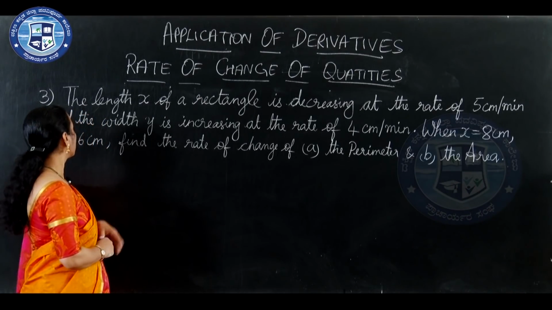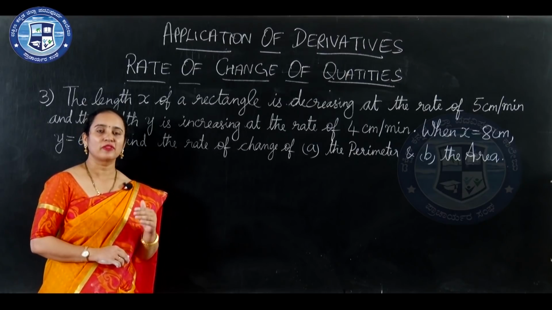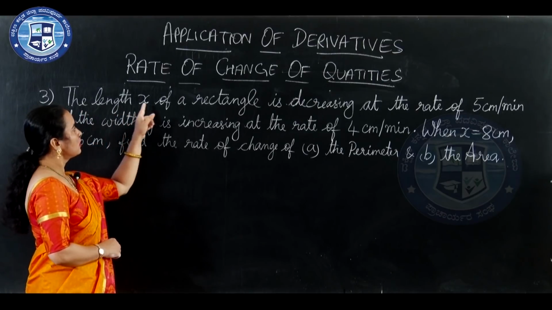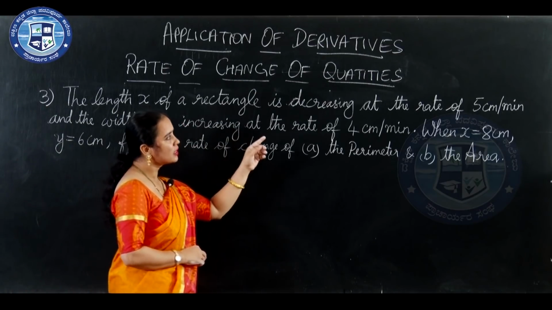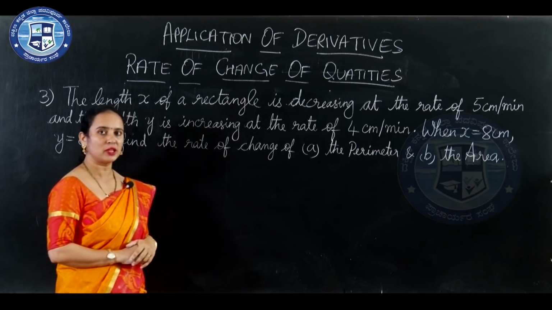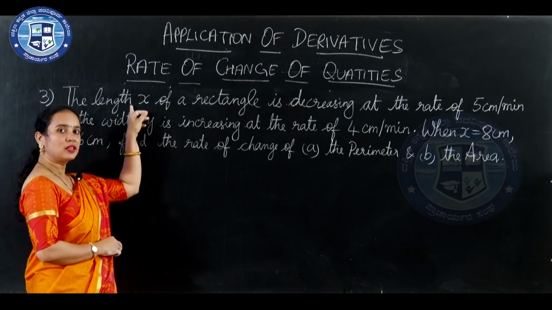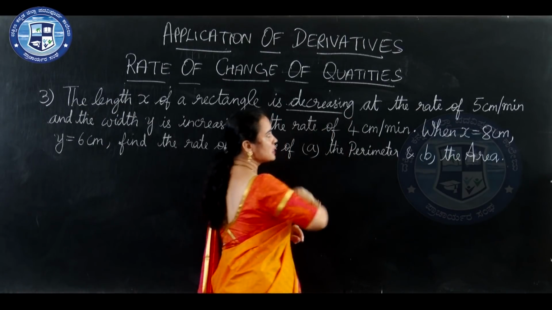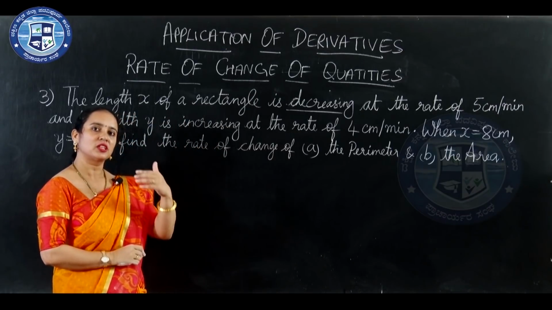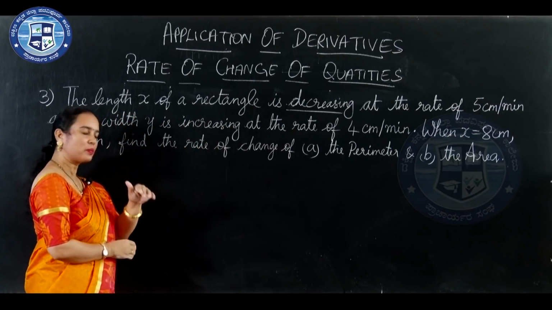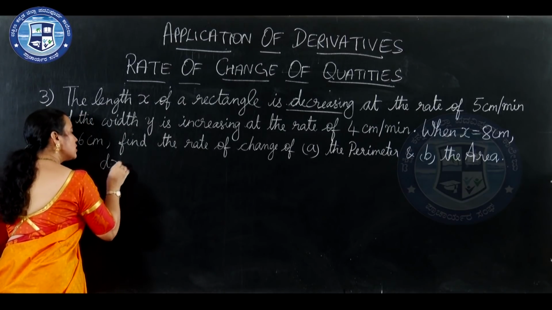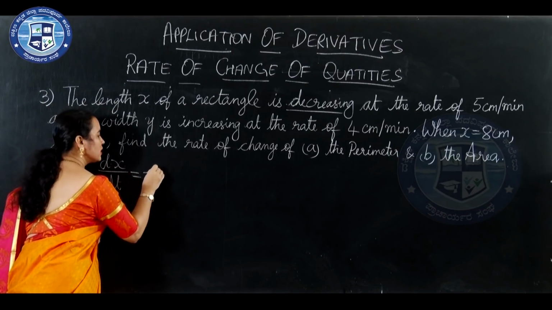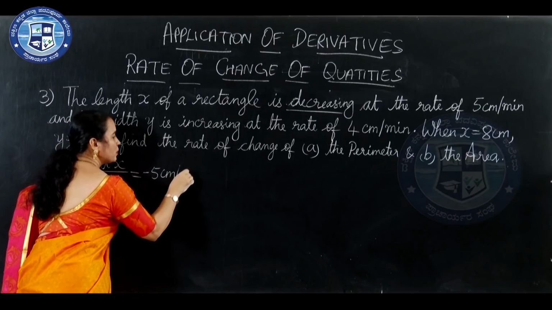Now let us have a look at the third problem. All these are very important 5 marks problems, part D questions. The length x of a rectangle is decreasing at the rate of 5 centimeter per minute. So length here they have taken as x, and if you note, this is decreasing. So whenever the change is decreasing, then the change will be negative. So you write change in x with respect to t, it is decreasing, so you write it as minus 5 centimeter per minute.